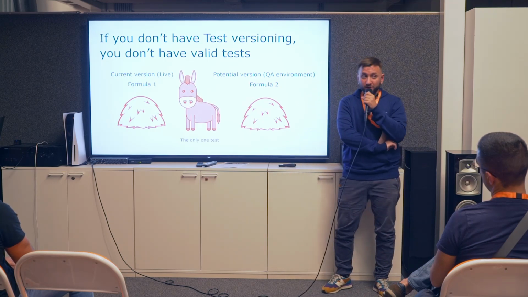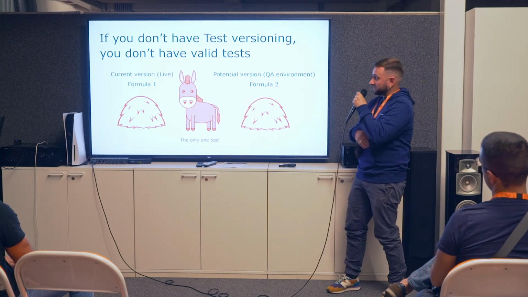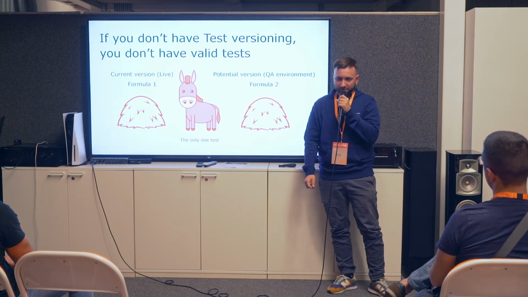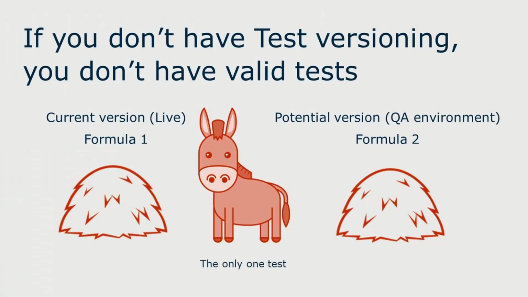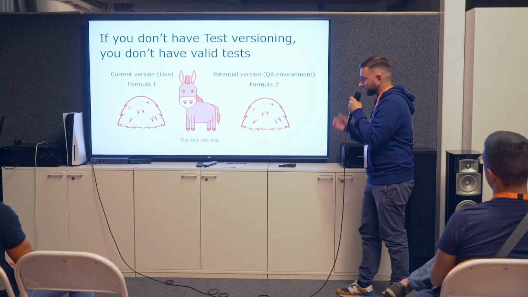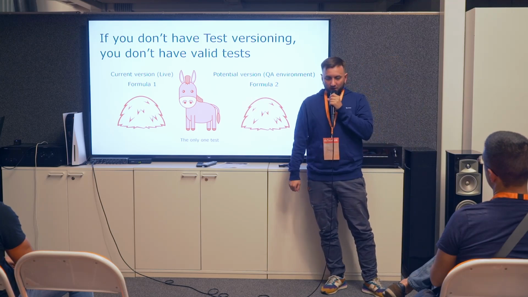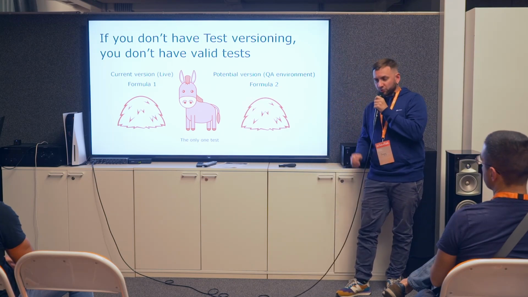We have only one test. So this test describes, let me say, Formula 1 or Formula 2, it doesn't matter, because this test is like a kind of philosophical Buridan's donkey. It looks at two similar haystacks. It doesn't know which haystack to select, and it dies of hunger. So, the only one test can be applied to two different formulas.